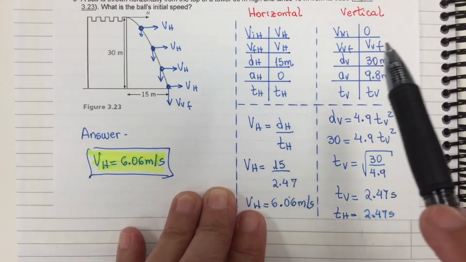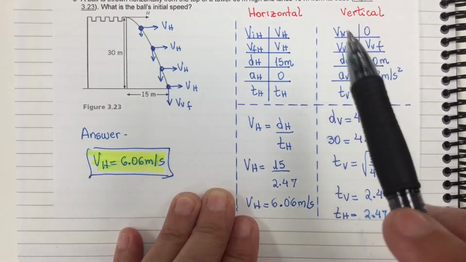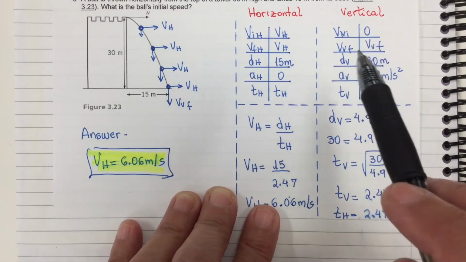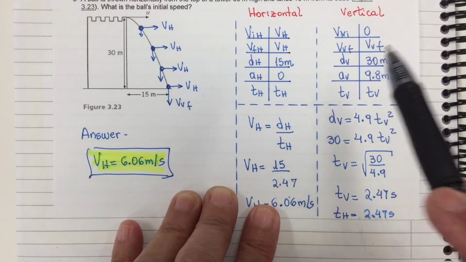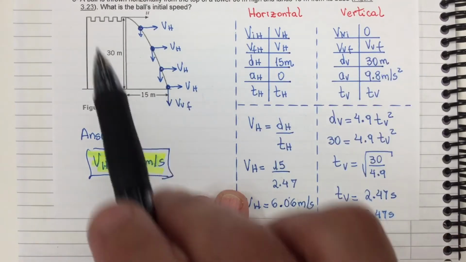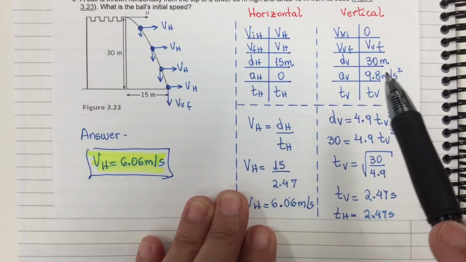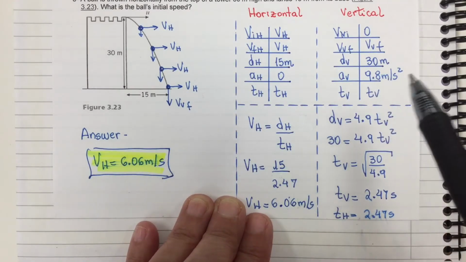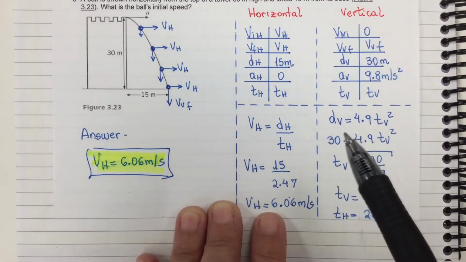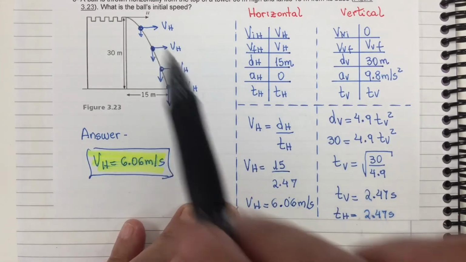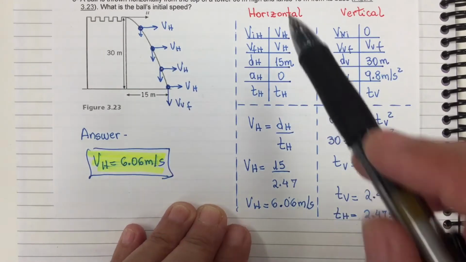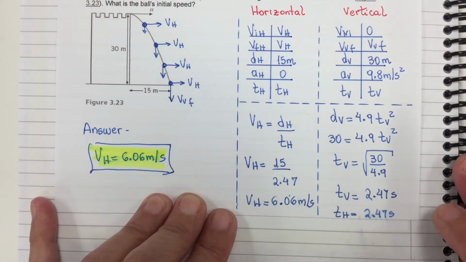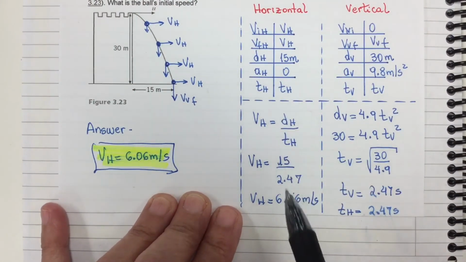For vertically, my initial velocity is 0 because vertically we see it as a free fall. The final velocity, I don't know, so it's VVF. The height or dV is 30 meters. And the acceleration is acceleration of gravity, 9.8 meters per second squared. And the time on the vertical is TV. Again, I'm using equation number 4, which is when acceleration is 0.